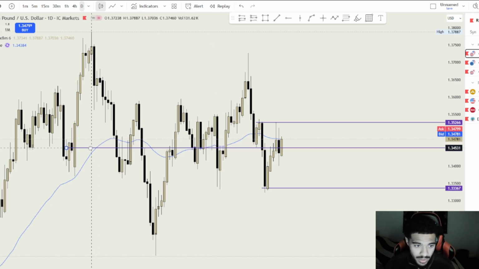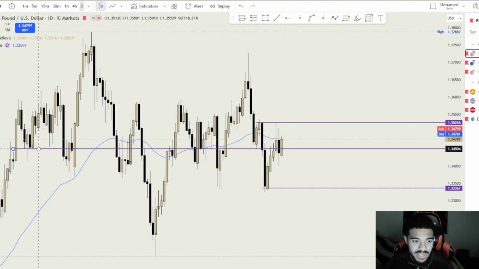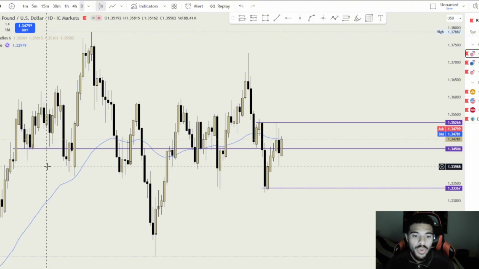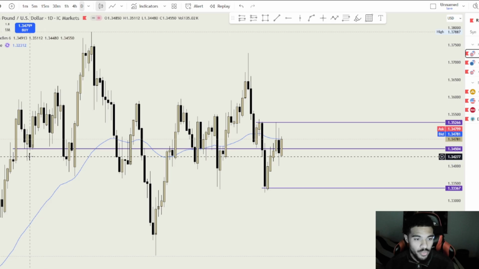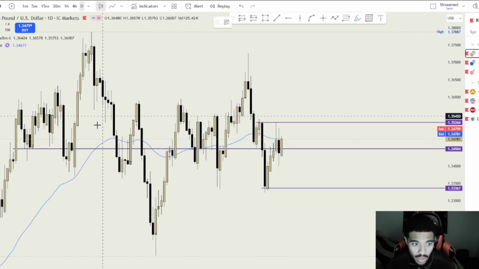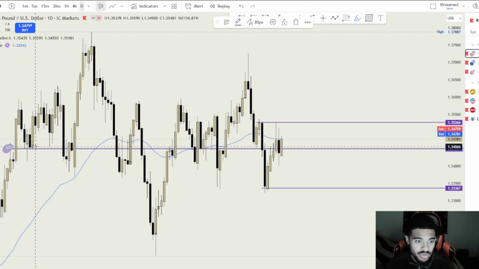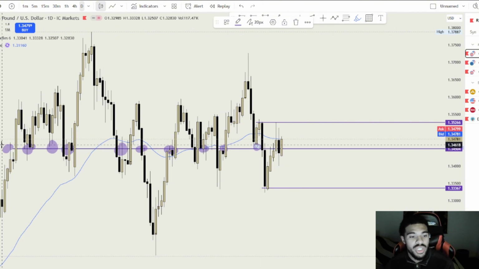So for me, an area of interest is just a zone or somewhere where price has rejected off of beforehand. You can see price rejected off of here, rejected here, rejected basically here, kind of rejected here, but we only class it as rejection here because the wick didn't break above, rejected here, here, here, here. This is all the stuff I love to see. Multiple rejections off of this zone.